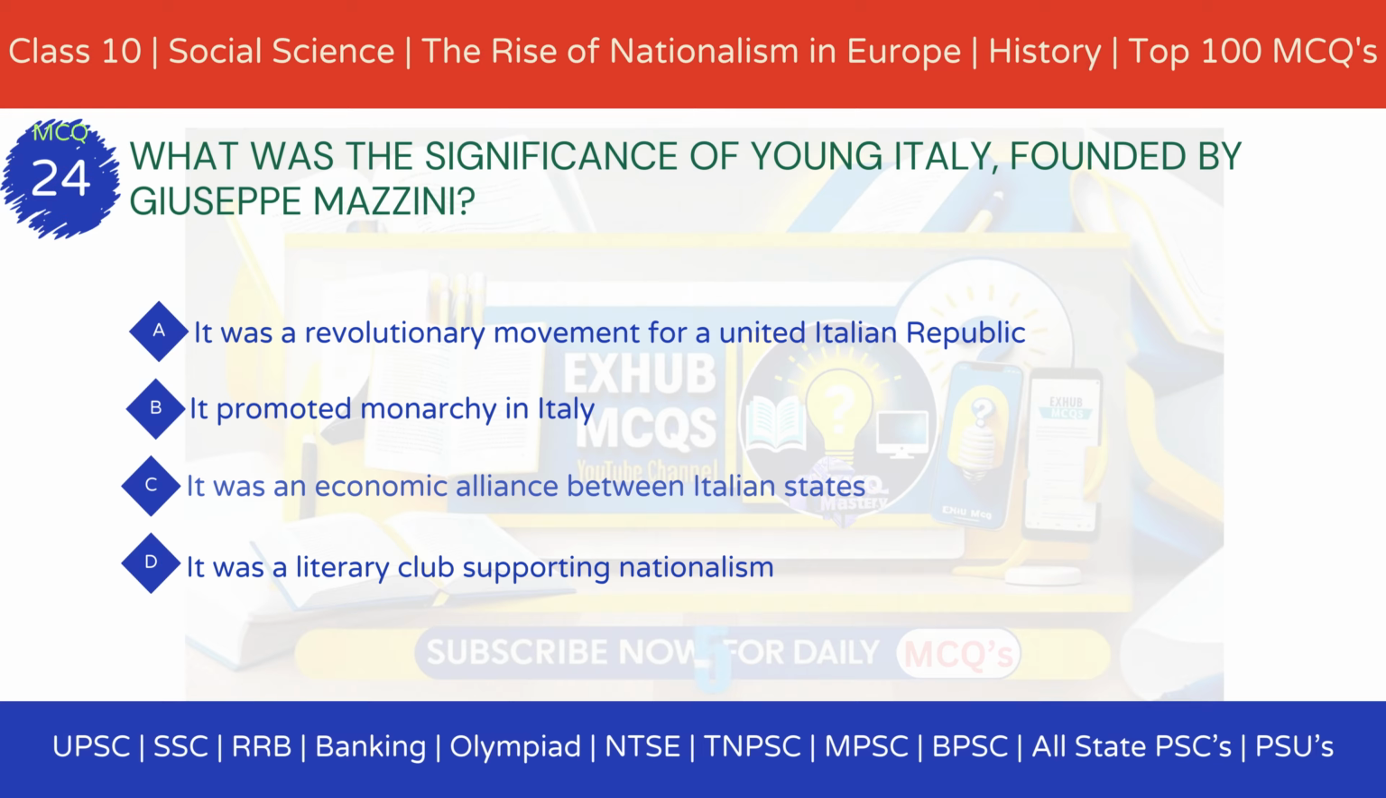MCQ 28. How was Britain's nation-state formation different from Italy and Germany? Option A, it was achieved through war. Option B, it occurred through a gradual process. Option C, it was led by revolutionaries. Option D, it was imposed by the Pope.